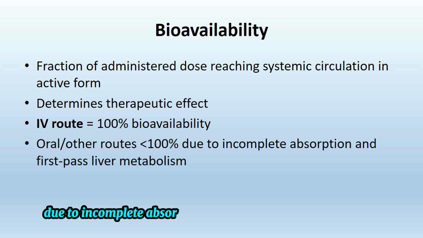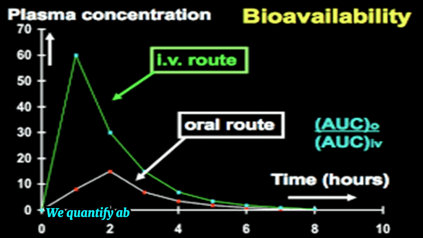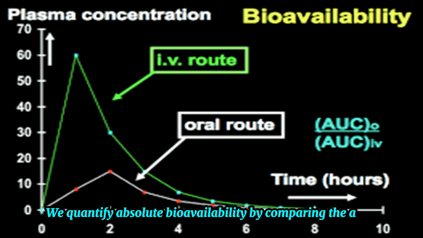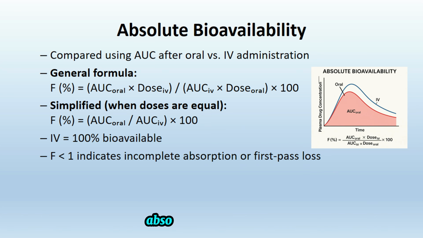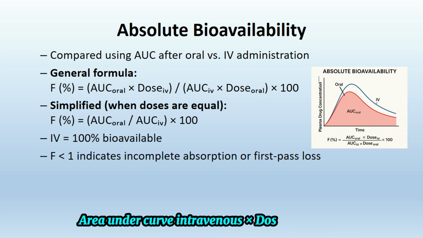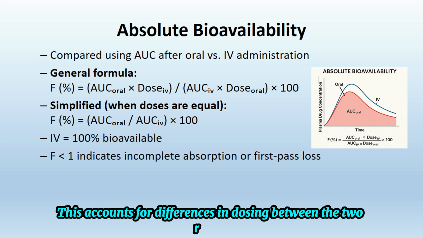Due to incomplete absorption and metabolism, especially the first pass effect in the liver, we quantify absolute bioavailability by comparing the area under the plasma concentration time curve, or AUC, after oral administration to that after intravenous administration. Absolute bioavailability. The general formula is bioavailability F % equals area under curve oral times dose intravenous divided by area under curve intravenous times dose oral times 100. This accounts for differences in dosing between the two routes.